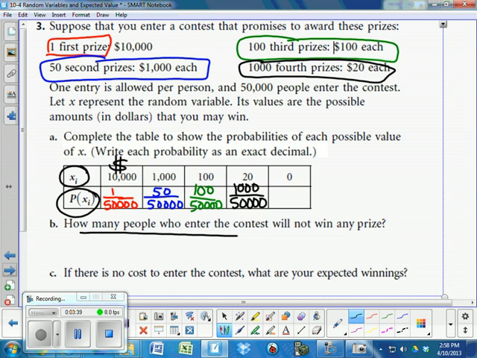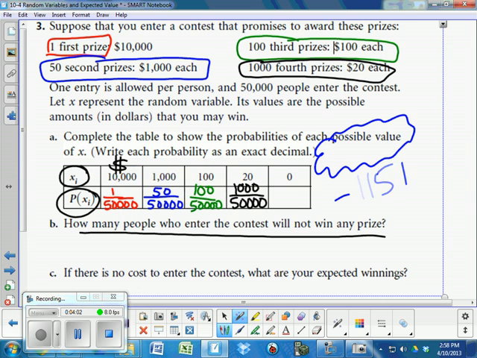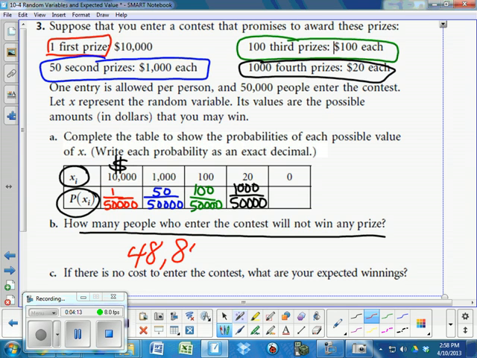So, how many people will not win anything? Well, it looks like we have 1,151 people winning something, right? 1,151 people are going to win something. Subtract that from how many people are in the contest, 50,000, and you'll get the number of losers. Can you do that for me? 48,849 people will go away losers. They will win nothing. So, 48,849 out of 50,000 is your chance of winning nada. Nothing. Zero. Zilch. Zip. Get it?